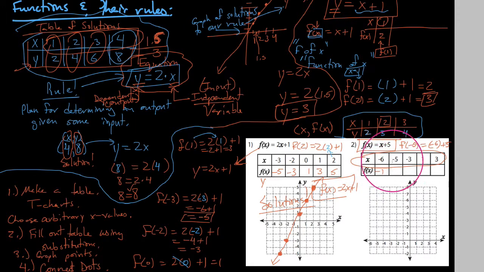But you're going to see we could probably do these in our head. So for instance, if I plug in a -5, what is f of -5? Well, I get -5 plus 5, which is 0. Or -3 plus 5, which is 2. Or 1 plus 5 is 6. Or 3 plus 5 is 8. Okay, so our rule is basically telling us to do this to the input.